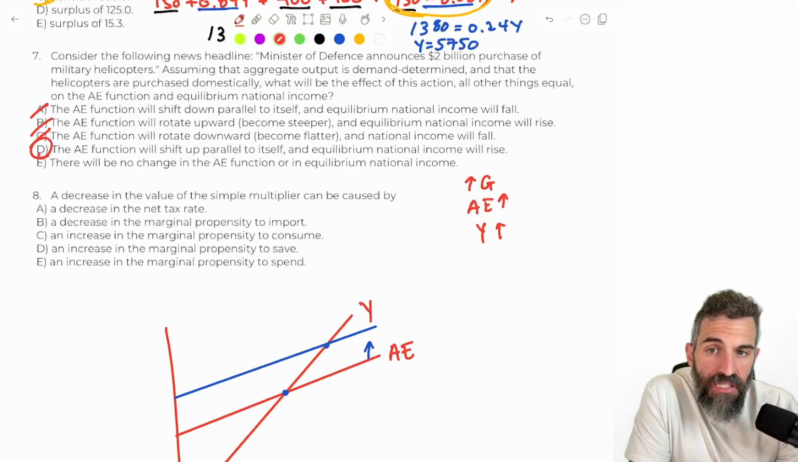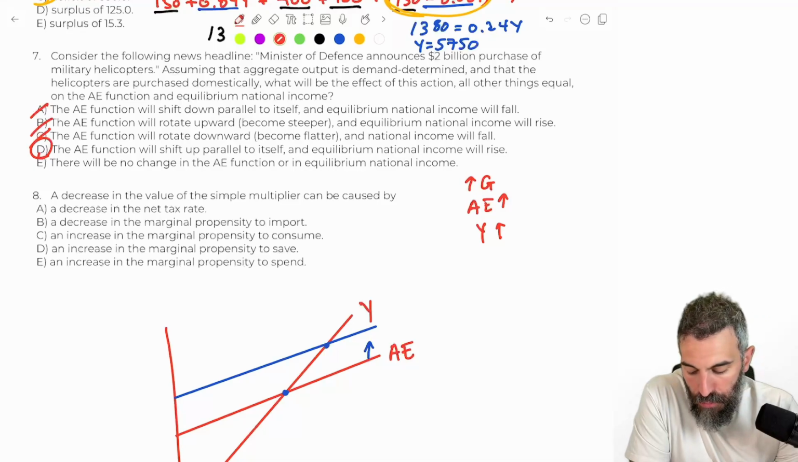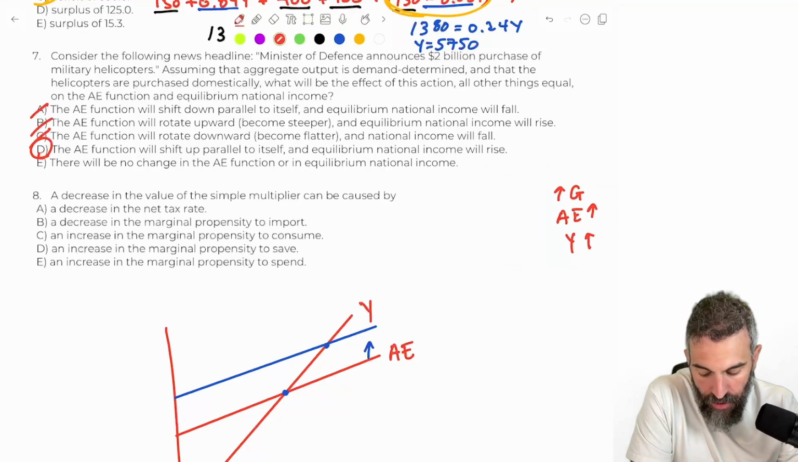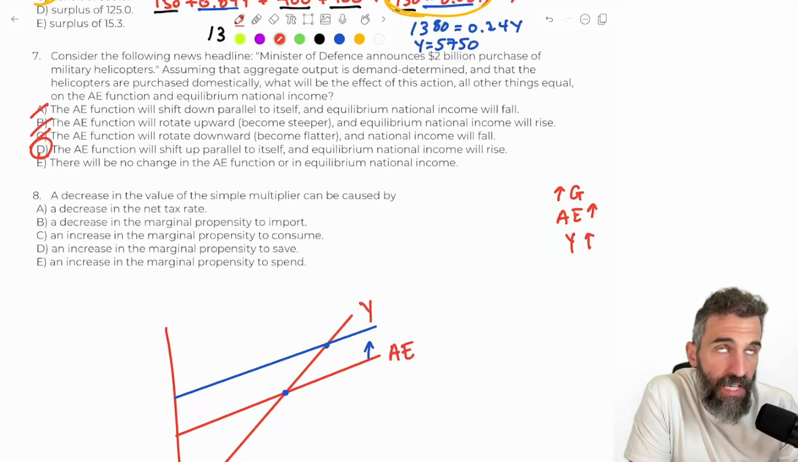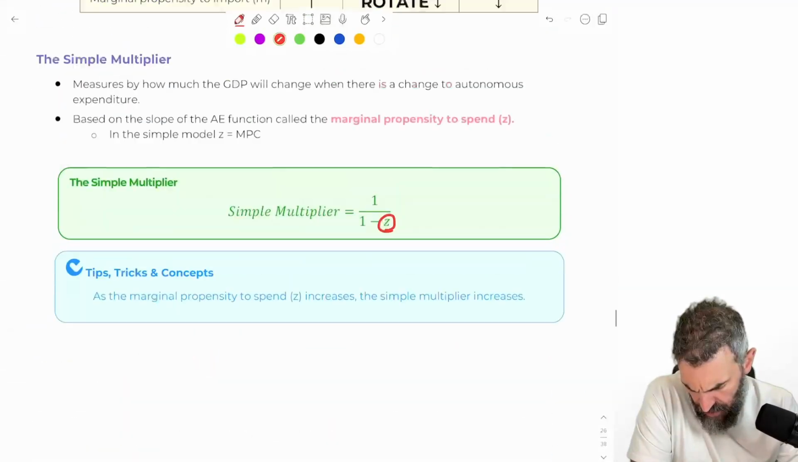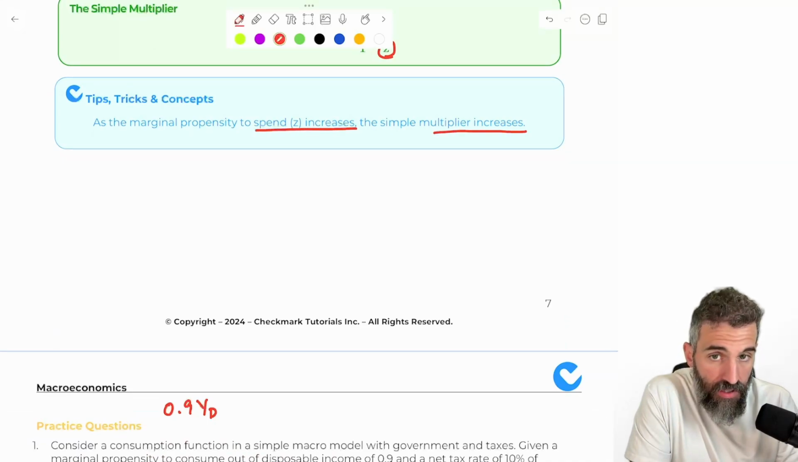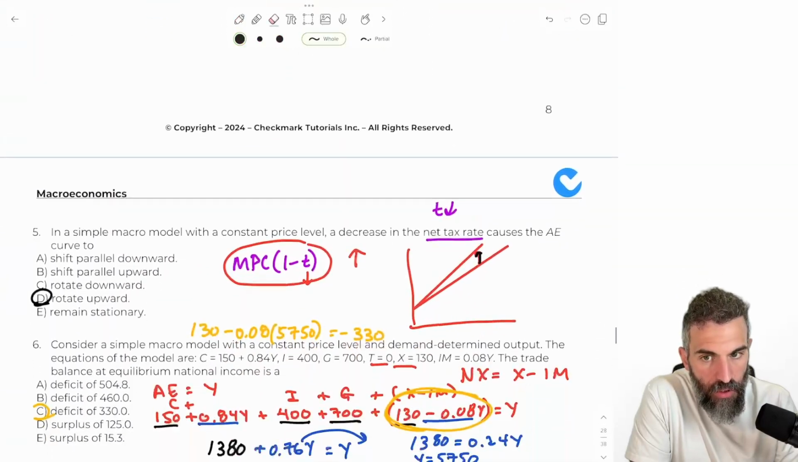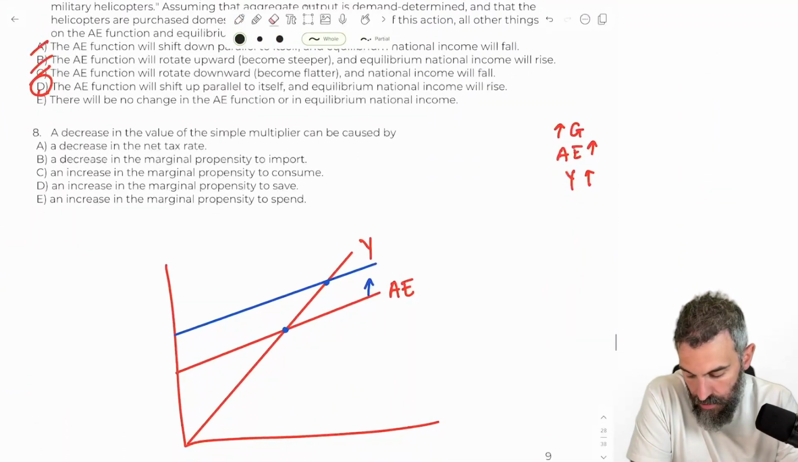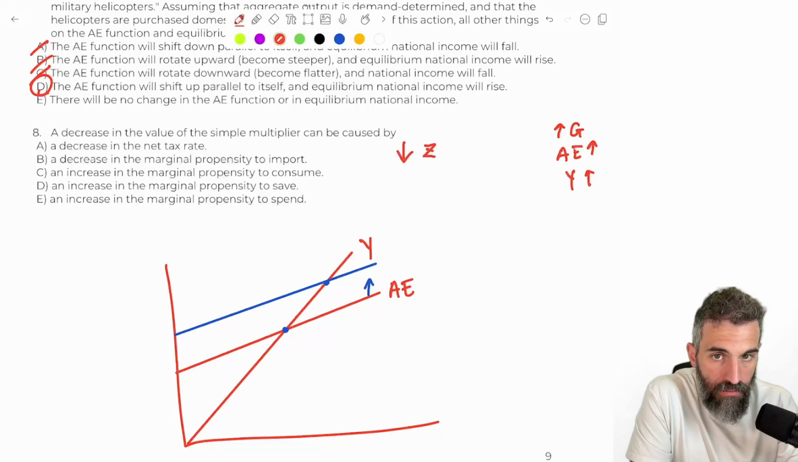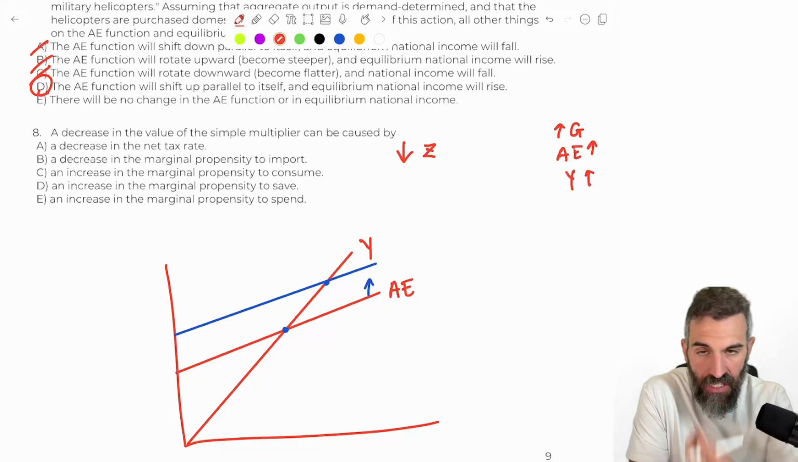8, a decrease in the value of the simple multiplier. A decrease in the value of the simple multiplier can be caused by what? At the end of the previous chapter, and actually in this one, I think I put the note. As your marginal propensity to spend increases, the multiplier increases. So what would cause a decrease in the multiplier? A decrease in the multiplier would be caused by a decrease in your marginal propensity to spend. Without looking at my options, that's what I'm thinking, okay?